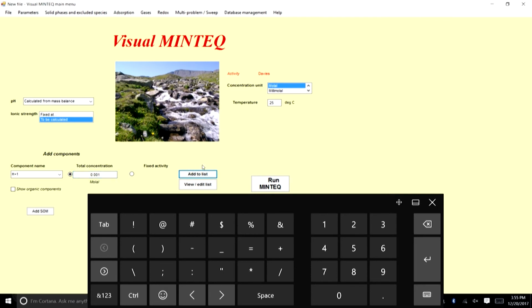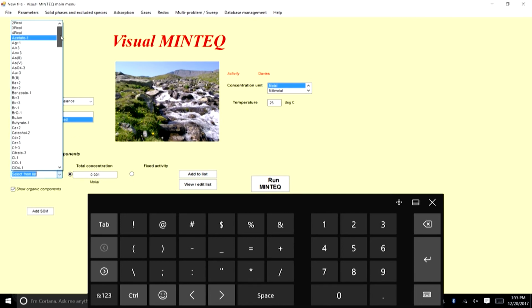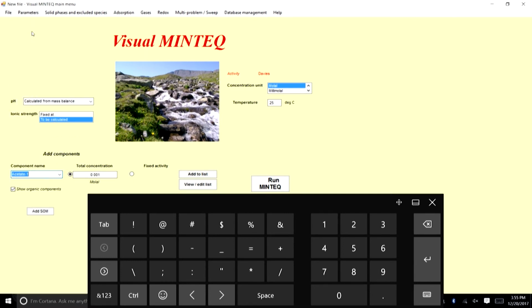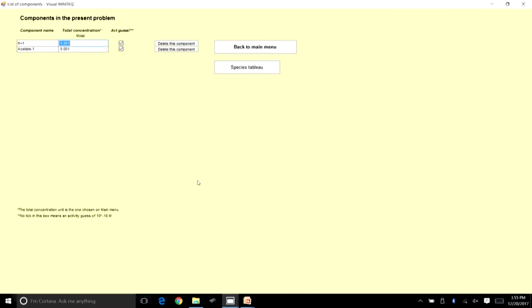We are going to check that later. Because acetic acid or acetate is an organic compound, I need to choose show organic compounds, and then AC minus is the shortcut for acetate. Here is acetate, and again the same concentration. Acetate total is also 0.001 molar, and I am going to add that to the list. As a check, I am going to go to view edit list, and here I see H total is 0.001 molar and acetate total is again 0.001 molar, and I am done with that for now.